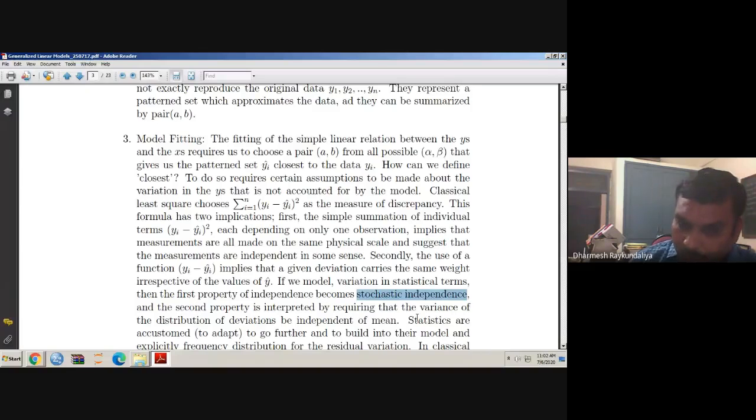That is when we talk about the classical theory of least squares. However, in our generalized linear models, we have two assumptions. One is independence, that is stochastic independence, and the second is that variance is a function of the mean. So that is how it is different from the classical theory of least squares. Anyway, we will discuss it again later.